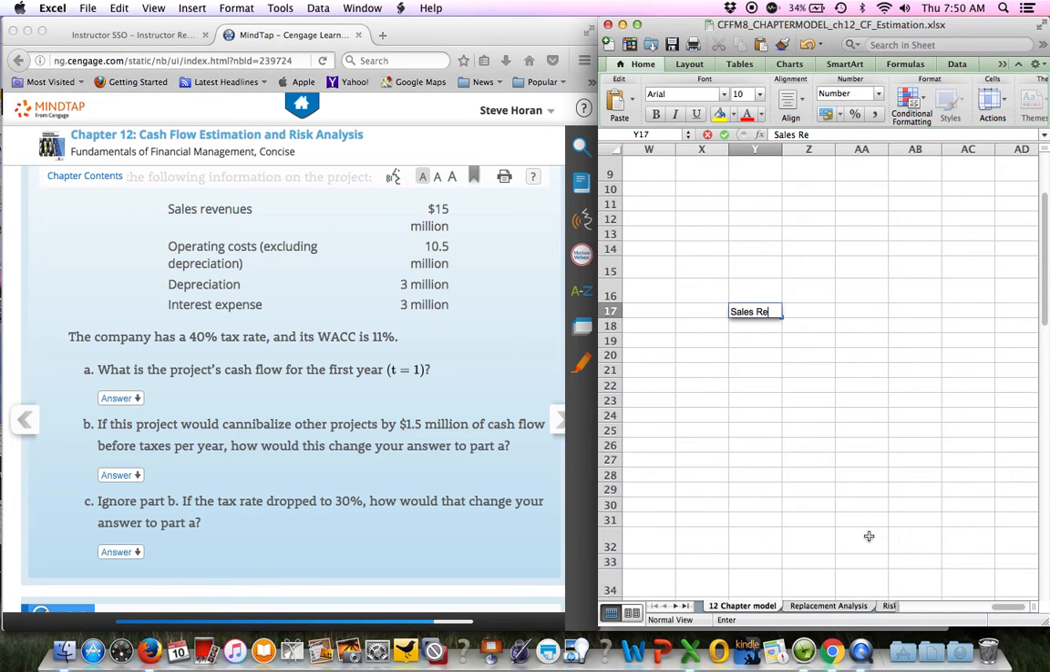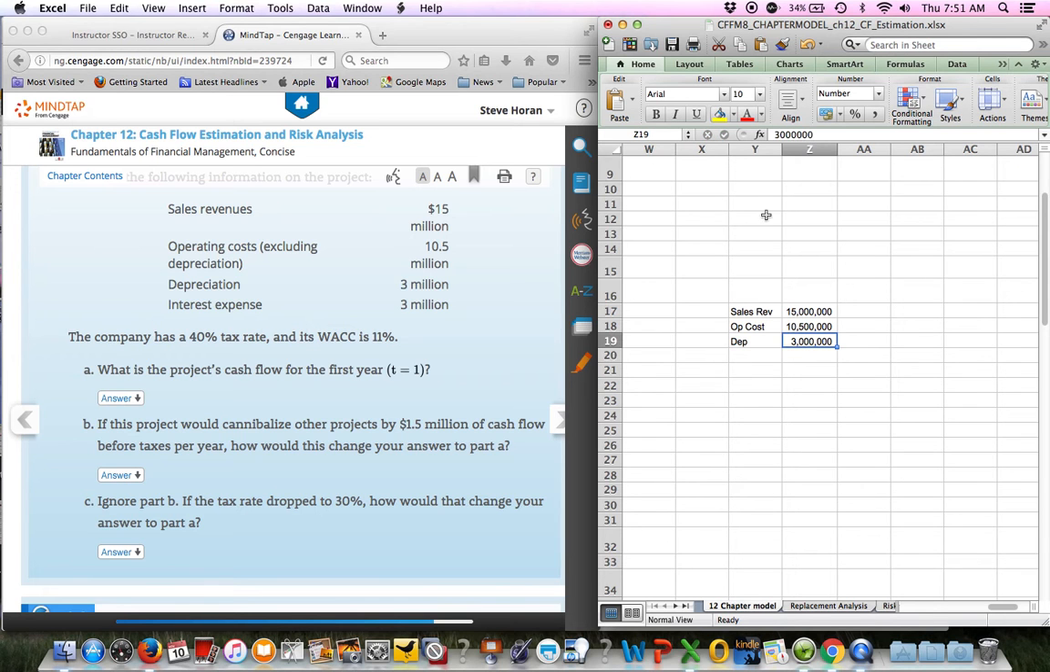So I'm just going to abbreviate and start this out here. Sales revenue would be my first line. Operating costs would be another line, and then I'm going to put in depreciation. Basically I'm building a mini income statement based on the information they gave us. So 15 million is my revenue number, then operating cost was 10.5 million, and depreciation was 3 million.